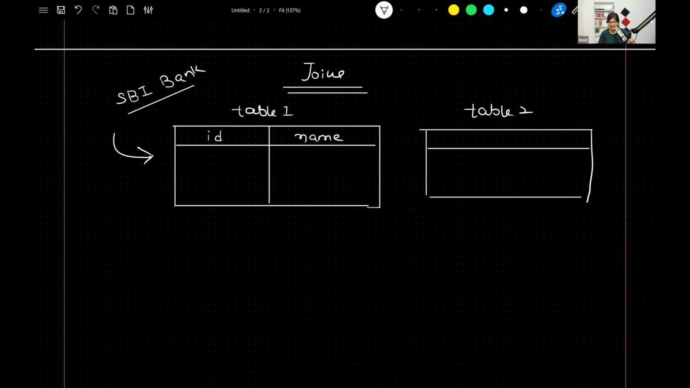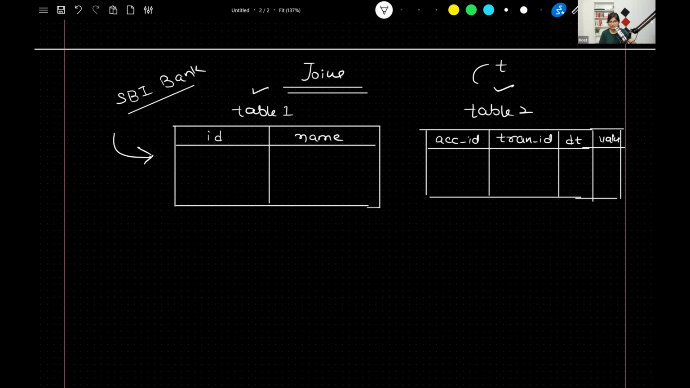Then there is table 2. Let's say you are doing a transaction via Google Pay or Cred or any other third party platform. So you will be able to get the account ID, let's say the transaction ID, the date of the transaction on which you are doing this transaction, and the value of money for which you have done the transaction. So now in these two tables, in table 1 we have only 2 columns, 2 fields. In table 2 we have 4 columns.